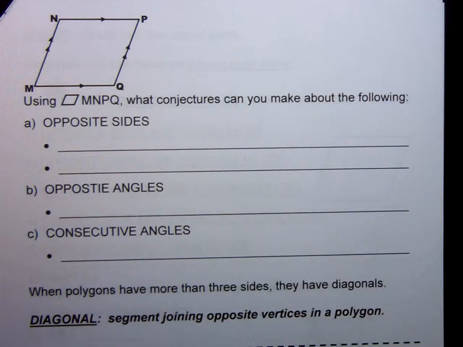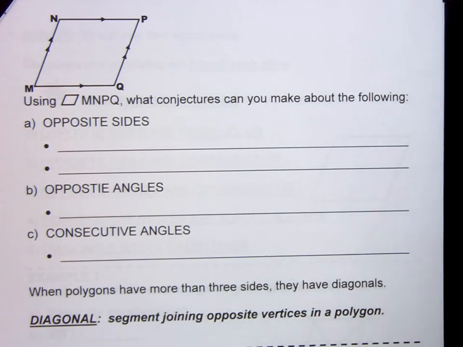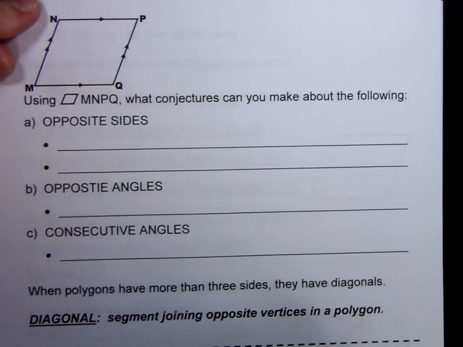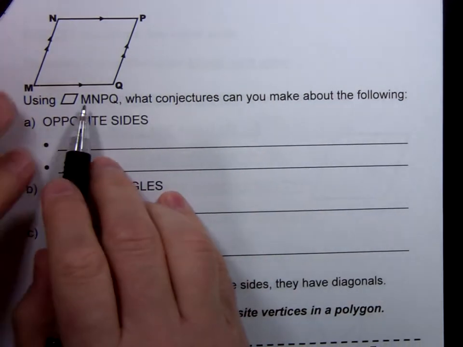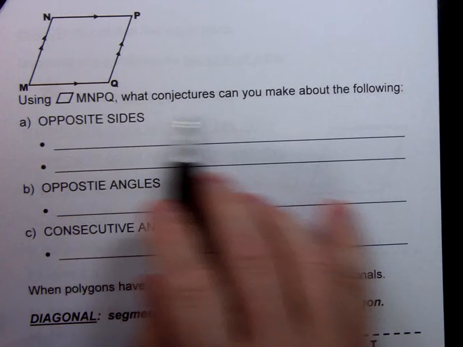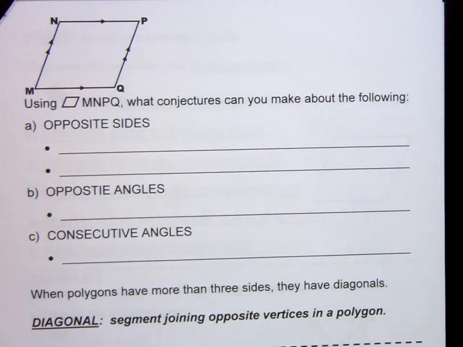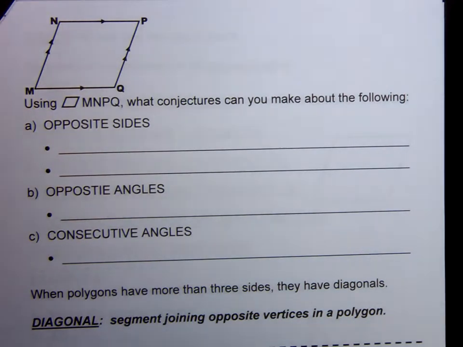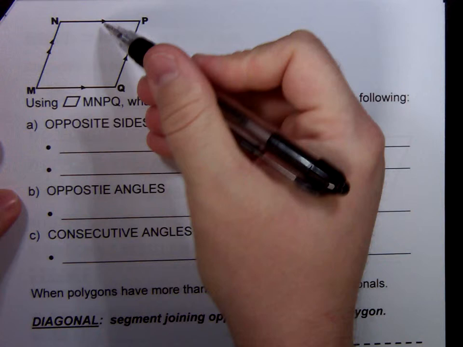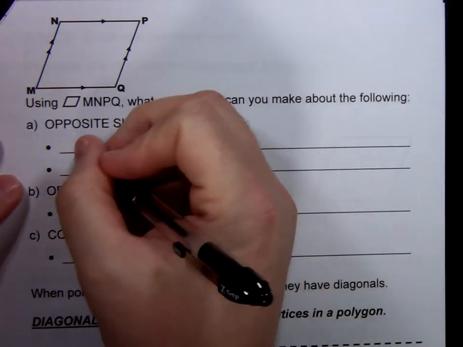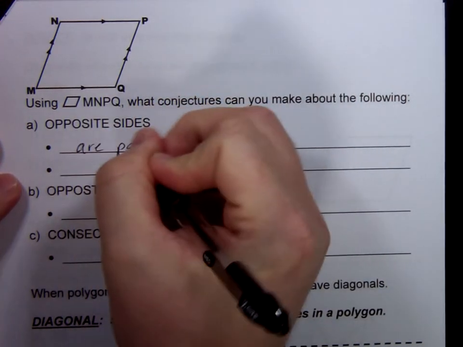Alright, this particular part of the notes was written in a way that it was supposed to be interactive, but I'll just go through this with you. Using parallelogram MNPQ, what conjectures can you make about the following? Well, we already know that the definition of a parallelogram is that the opposite sides have to be parallel. And notice they've already been marked parallel for us. So the first thing is opposite sides are parallel.